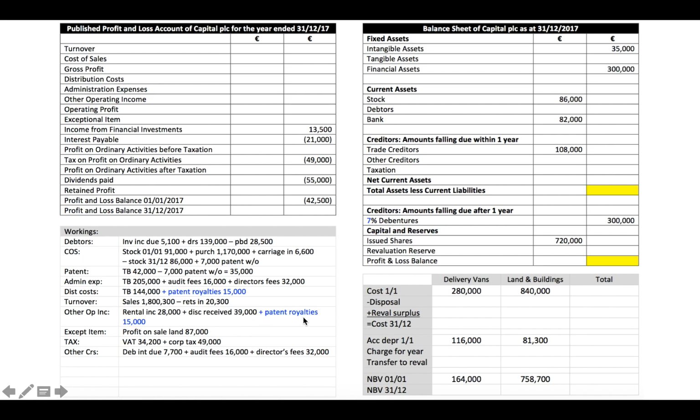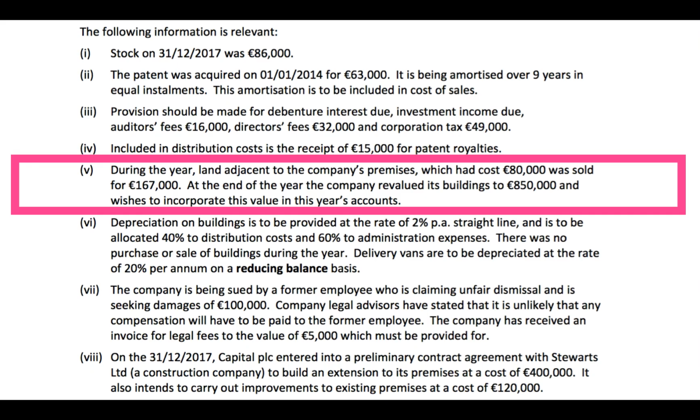Okay, so it's funny, a lot of people minus the patent royalties, but you need to know your double entry rules in order to get that right. Expenses are debited, revenues are credited, and revenues should go into their own account. They shouldn't go into anybody else's account. So complete error there. Okay, note 5.